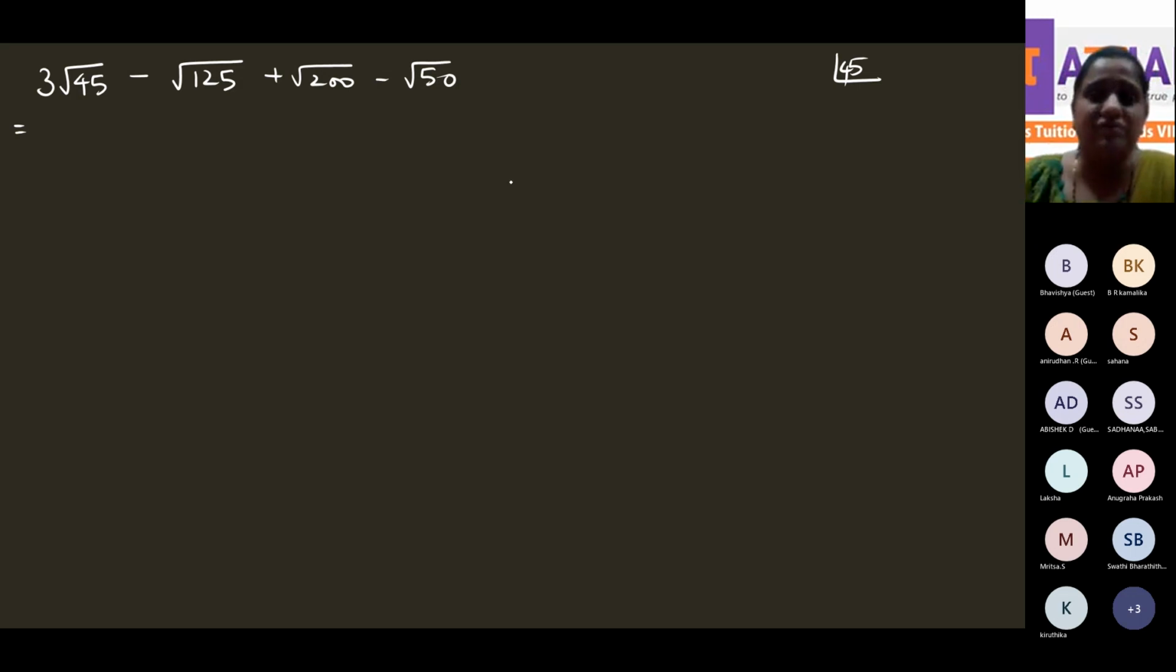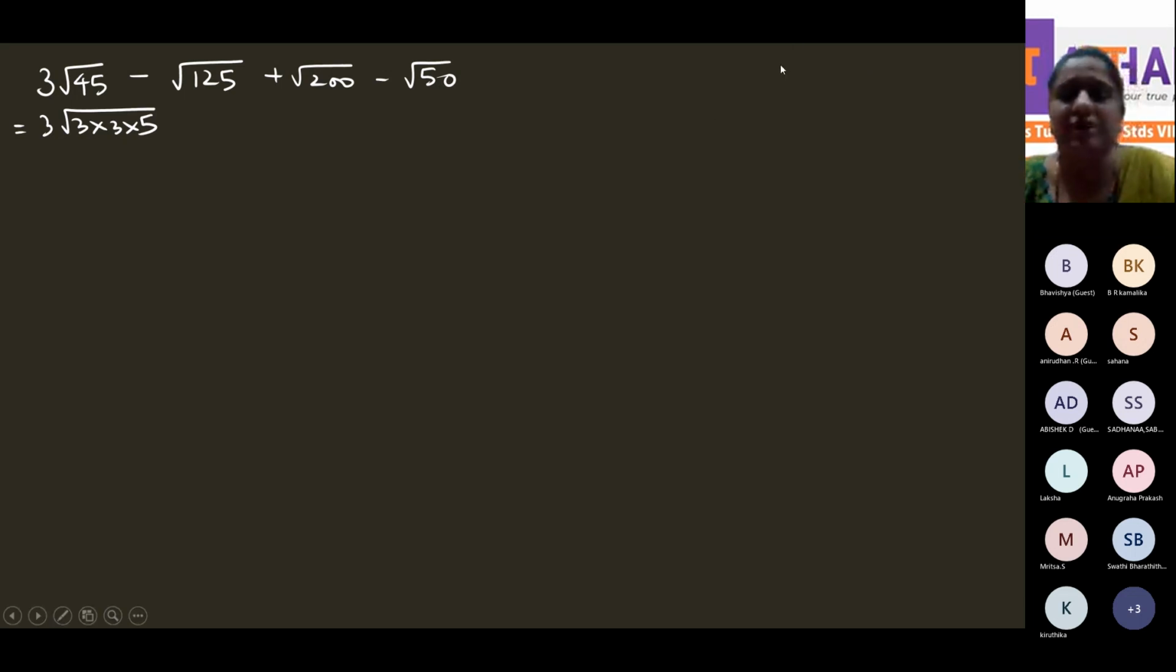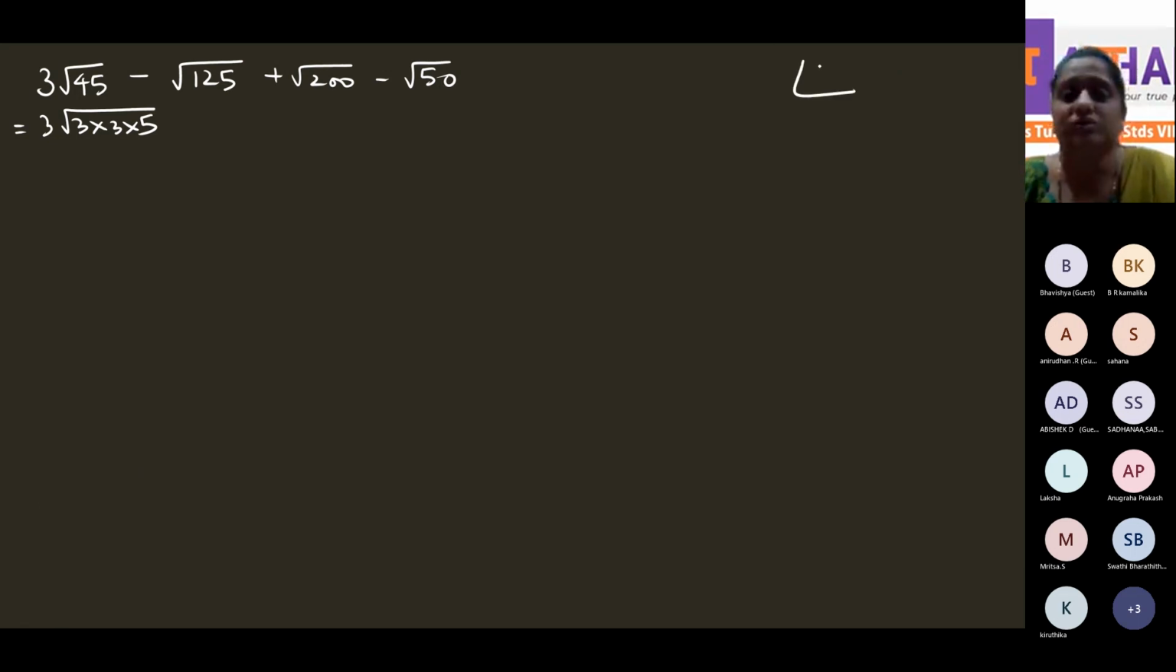Okay, you know that 15 threes are 45, and 15 is 5 into 3. So 45 is 3 into 3 into 5. Otherwise, you can use this junior school method to break down a composite number into product of its primes. How do you do that? So 45: 3, 15; 3, 5; 5, 1. So 3 into 3 into 5.